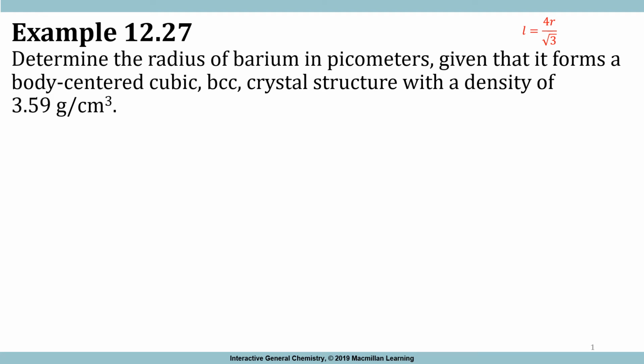For example 12.27, it says determine the radius of barium in picometers, given that it forms a body-centered cubic crystal structure with a density of 3.59 grams per centimeter cubed. And for body-centered cubic unit cells, we use this equation to calculate the edge length using the radius. So this is kind of going completely backwards from the previous question.